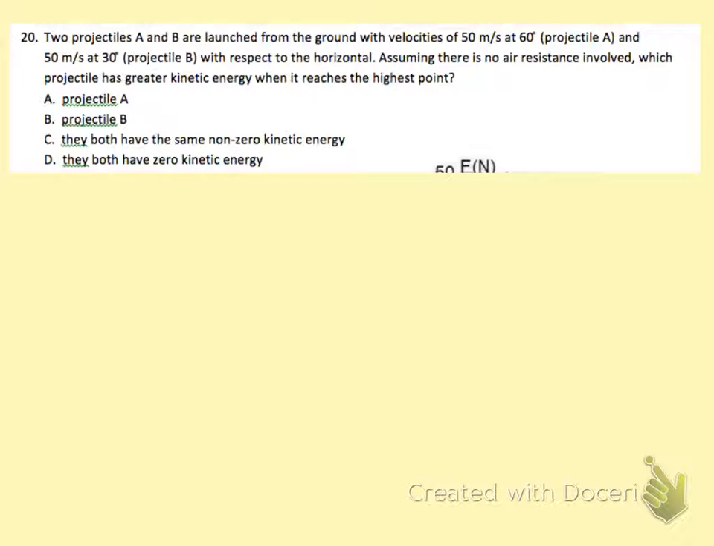Number 20. Two projectiles A and B are launched from the ground with velocities of 50 meters per second at 60 degrees, that's projectile A, and the same 50 meters per second at 30 degrees, projectile B, with respect to the horizontal. Assuming there's no air resistance involved, which projectile has the greater kinetic energy? That's what we're looking for, kinetic energy.